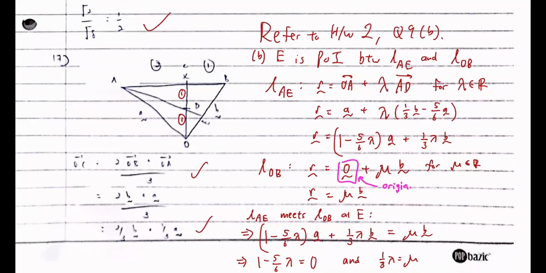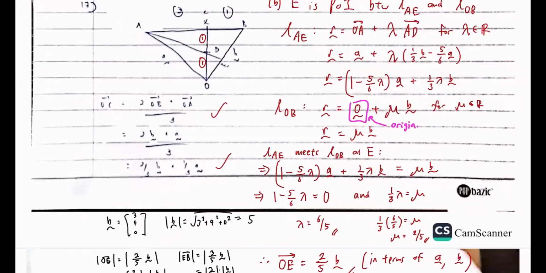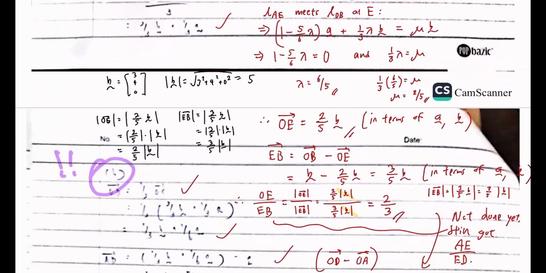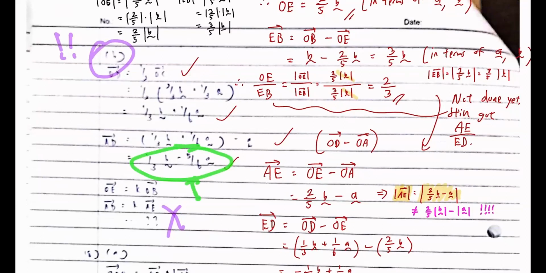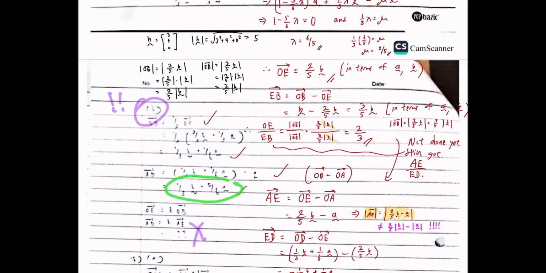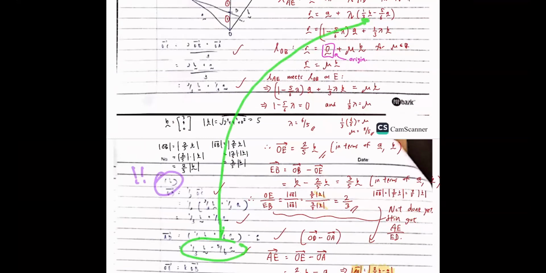So that's the vector equation, but we now rewrite it in terms of A and B. So OA is just vector A, AD we found just now, I think. It's OD minus OA. If I'm not wrong, it was here, yes. Over here, 1/3 B minus 5/6 A. Remember? That was part B. They asked us to find the vector AD first. So I'm just recycling whatever we found. Then I put it over here.